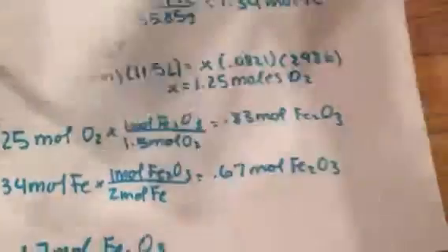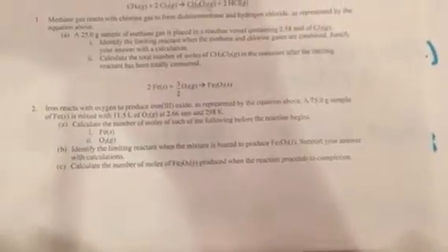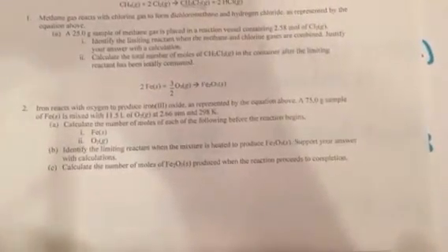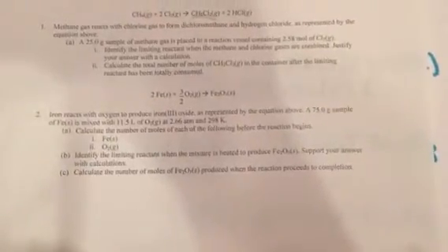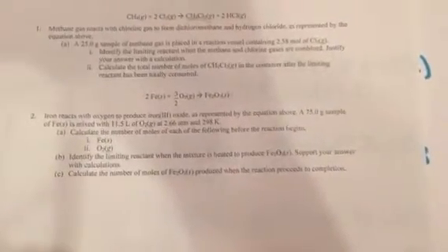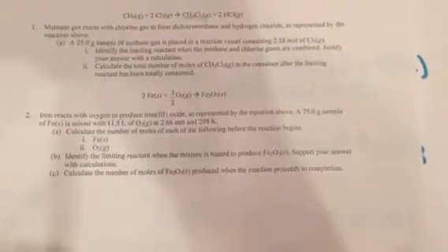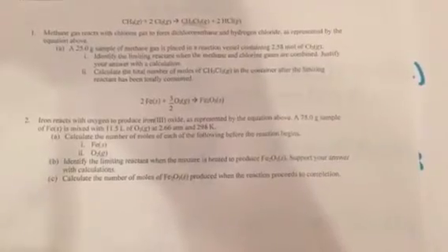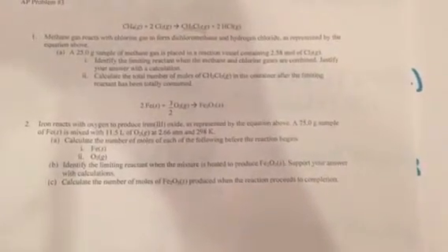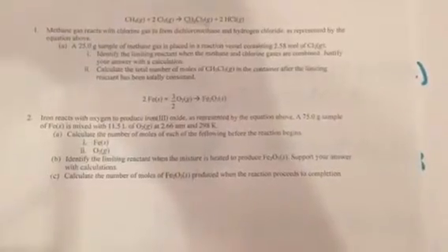So now let's move on to the second question, which also gives us a balanced equation. And the second question reads, iron reacts with oxygen to produce iron 3 oxide as represented by the equation above. A 75-gram sample of iron is mixed with 11.5 liters of oxygen at 2.66 atm and 298 Kelvin. Part A asks us to calculate the number of moles for each of the following before the reaction begins. So that's iron and oxygen.